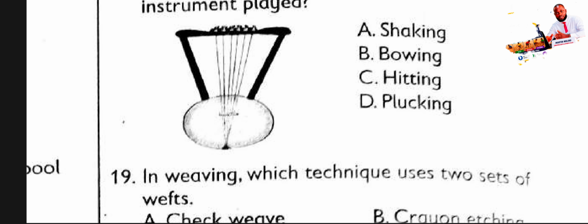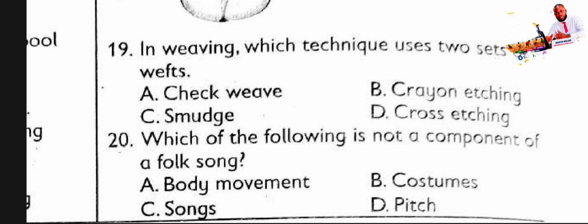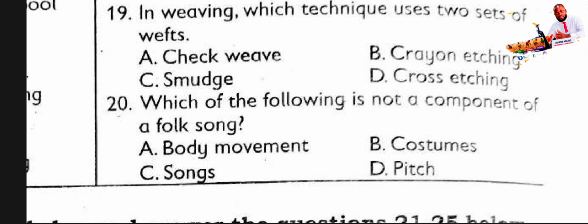Bowing is a fiddle. Then number 19, in weaving, which technique uses two sets of wefts? That one is check weave. Check weave uses two sets of wefts. The correct answer of number 19 is A.